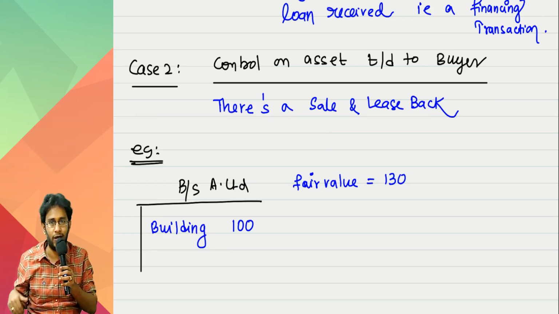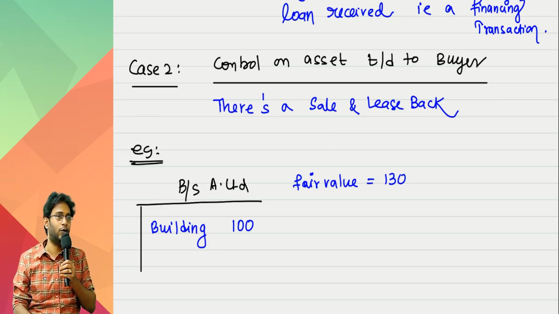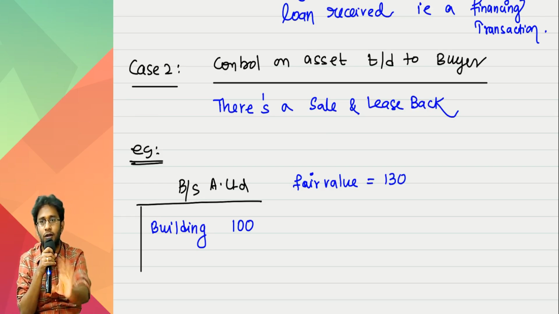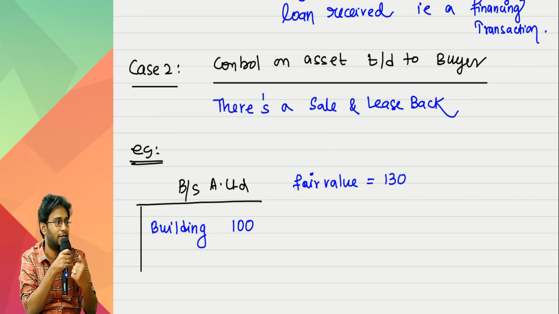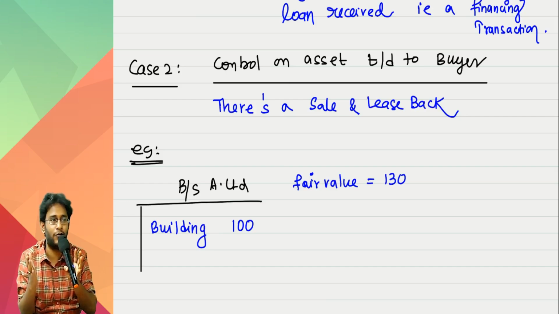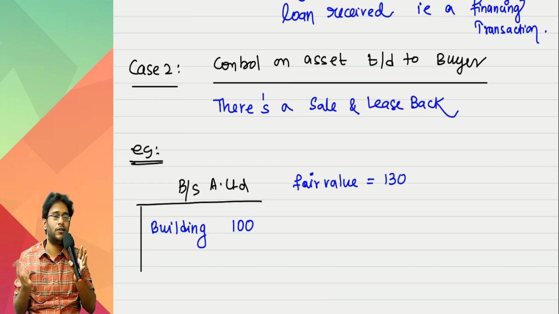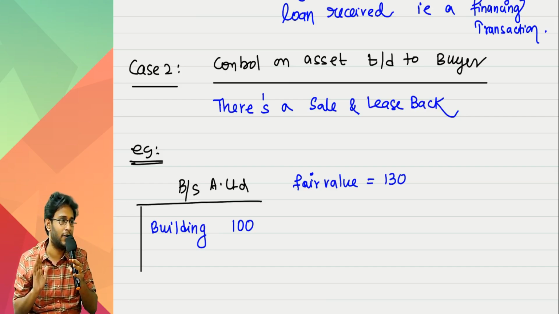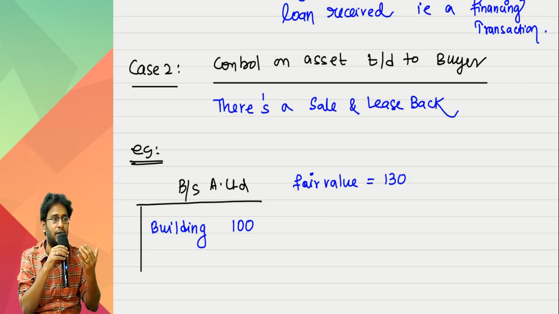Will I go out and come again? No. I will sit here only. One paper I will sign, sold. Another paper I will sign, I leased it back. The building will not move, I will not move, my camera will not move, the projector will not move. Just a legal transaction has happened. There is a sale and there is a lease back.